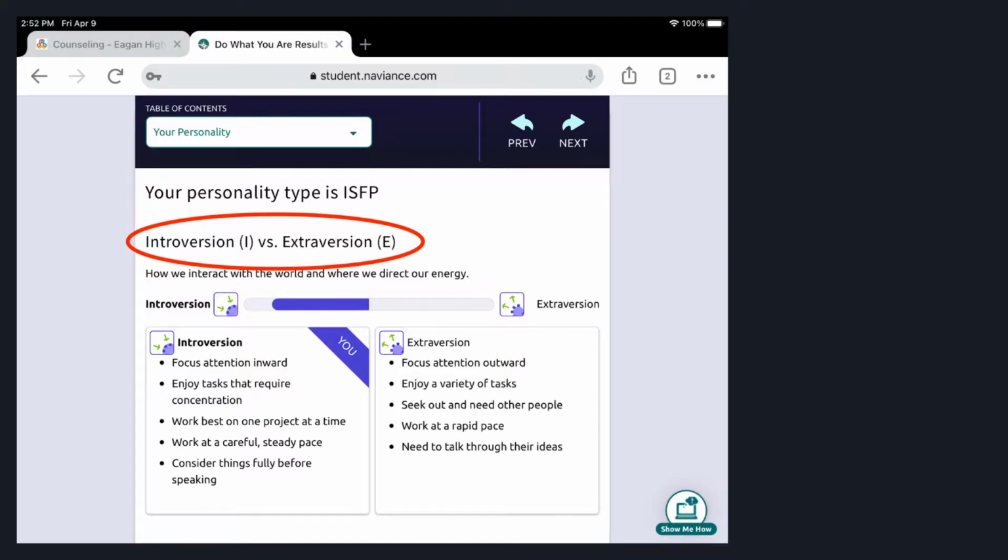The first letter in the code is I for introversion or E for extroversion. What this continuum measures is how we interact with the world and where we direct our energy. Many people think of introverts as being shy and unable to talk to other people, but in reality, introversion and extroversion have a lot to do with how we recharge our batteries. After a day of being social at school, introverts may want a little quiet time at home, while extroverts may want to recharge by hanging out with people.